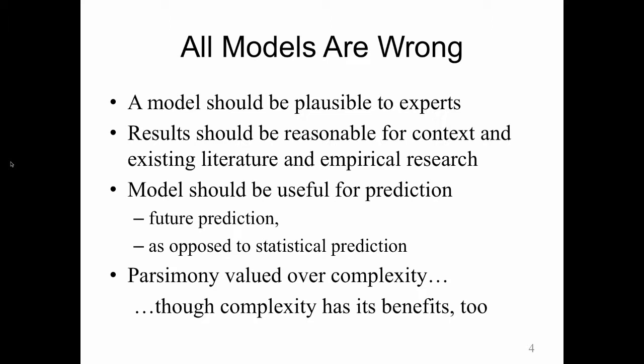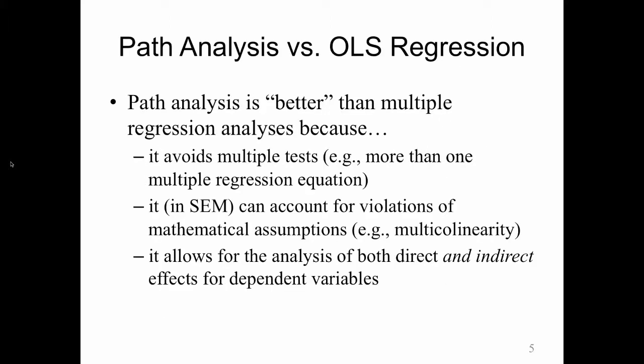Okay. So path analysis versus ordinary least squares regression. Path analysis is better than multiple regression analysis because it avoids multiple tests, because technically with ordinary least squares regression, you have to conduct multiple regressions again and again for all the variables you're looking at. And the other problem is that it also doesn't, in and of itself, account for issues of multicollinearity that might exist.